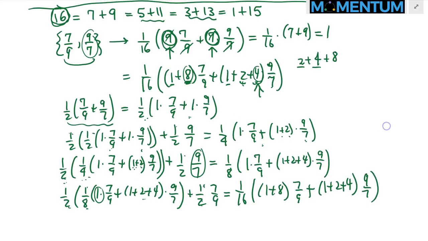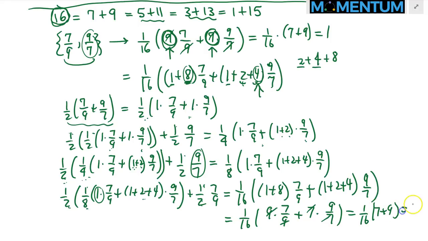Aha! And that's exactly the number I wanted to reach, right? So that whole thing is equal to 1 over 16 times 9 times 7 over 9 plus 7 times 9 over 7. And the 9's cancel, the 7's cancel. We have 1 over 16, 7 plus 9. And that's just 16 over 16, and that's just a 1.